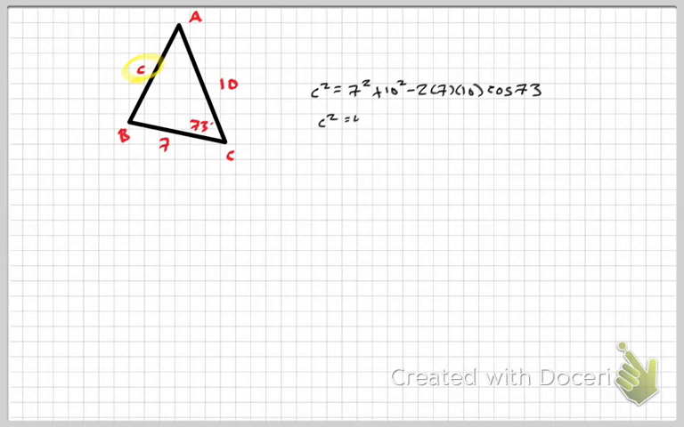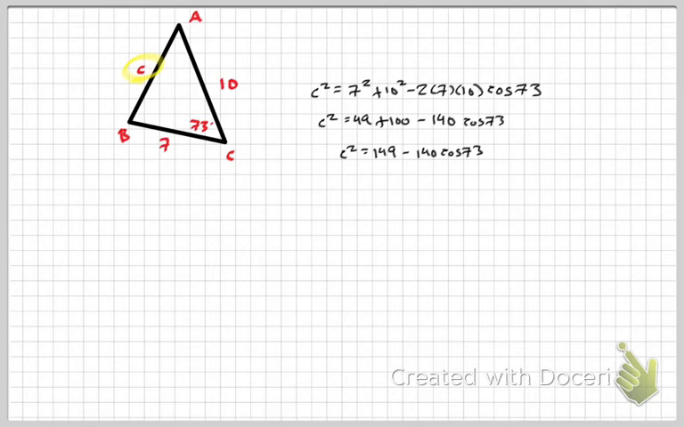So once we get to this point, we're going to multiply everything out. C squared equals 49 plus 100 minus 2 times 7 is 14, times 10 is 140, cosine of 73. So remember, we're saving this guy. We're not going to do anything yet. So now we get C squared equals 149 minus 140 cosine of 73. So the first thing I would do is 140 times the cosine of 73. That gets me 40.93, big long number.